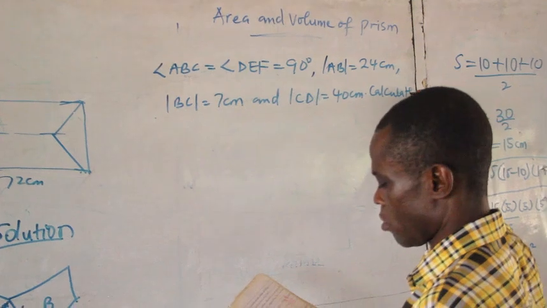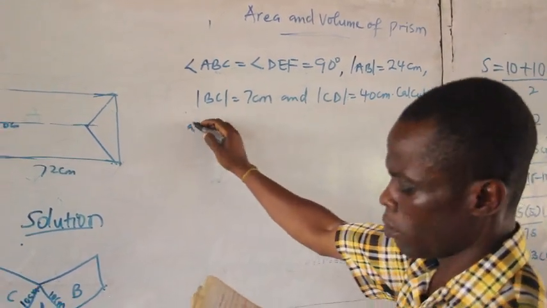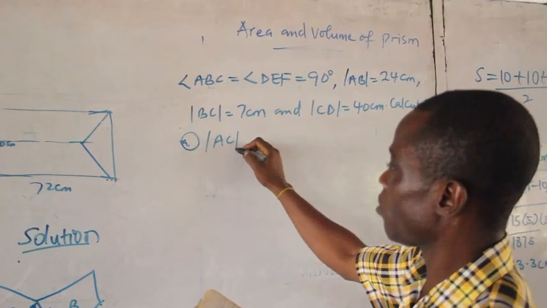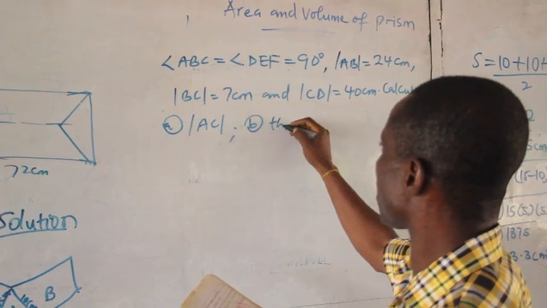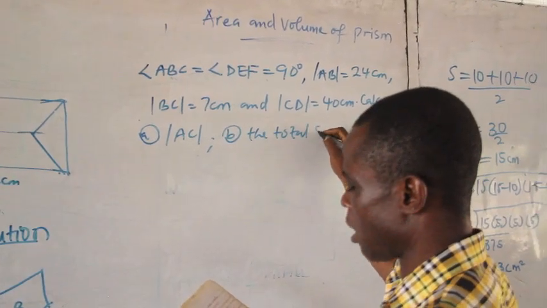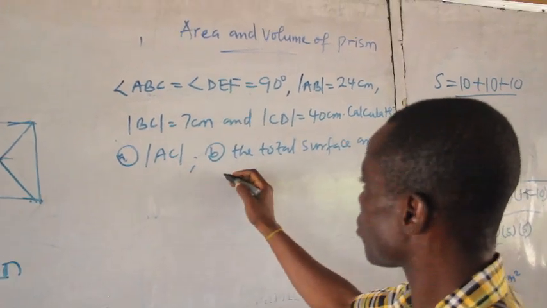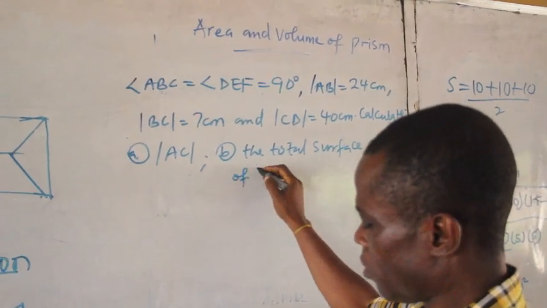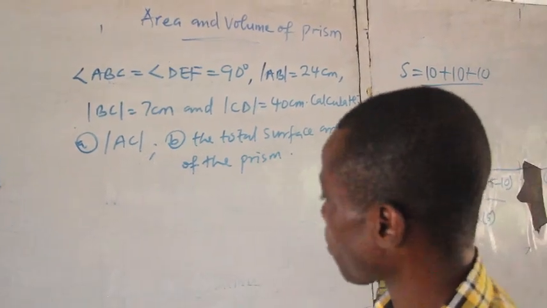Calculate AC, and the total surface area of the prism. And this is the diagram.